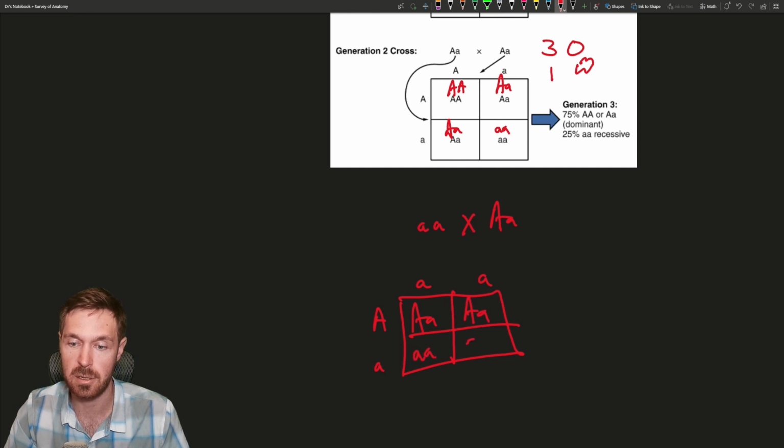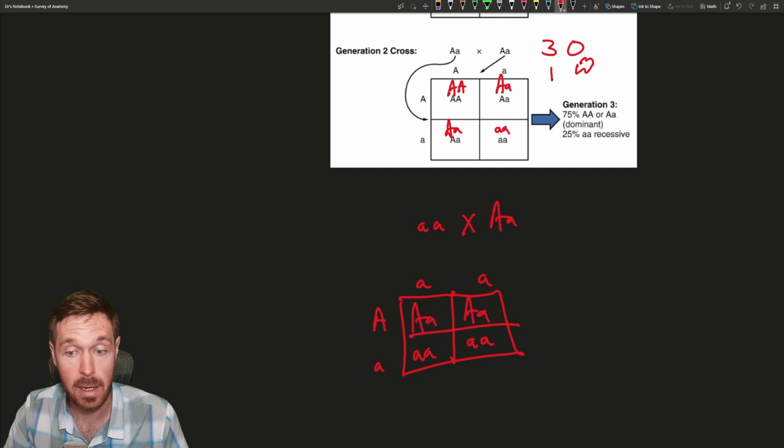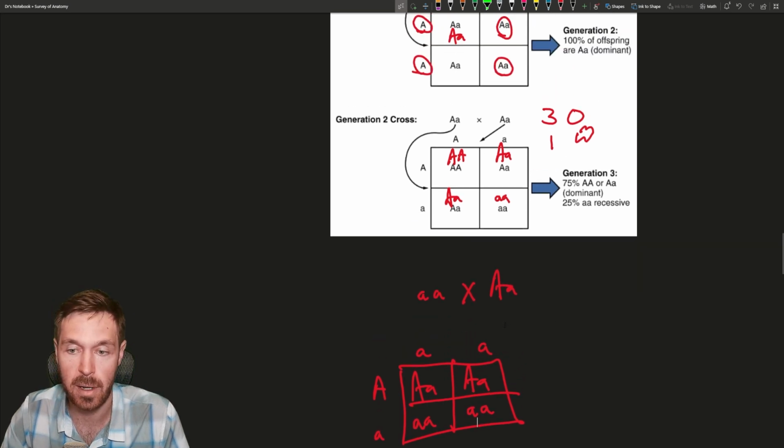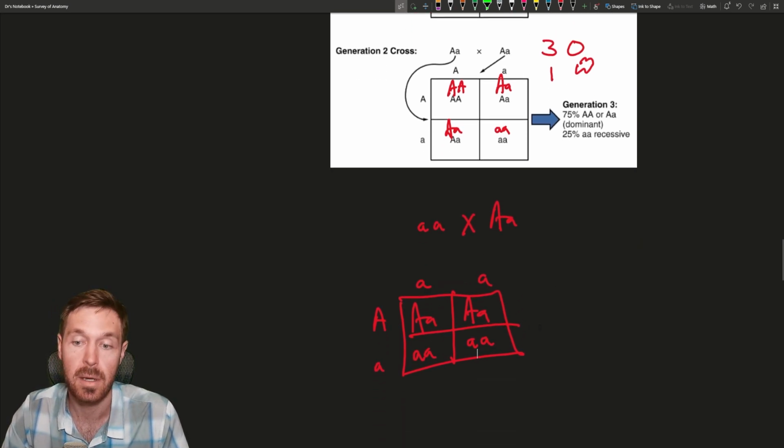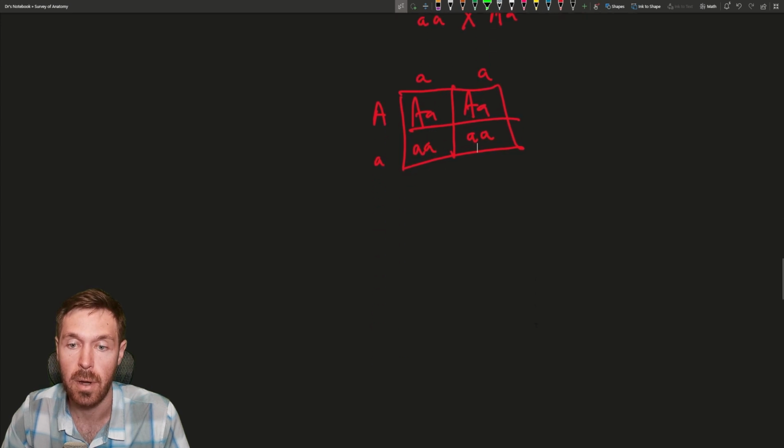So here you would see there's a 50% chance of having a recessive form and a 50% chance of having a heterozygous dominant form. So that's just how a monohybrid cross works, you can see one gene moving through. Another thing we can talk about is a dihybrid cross.